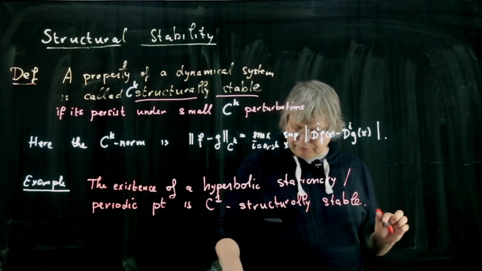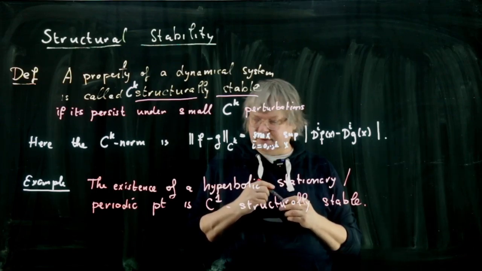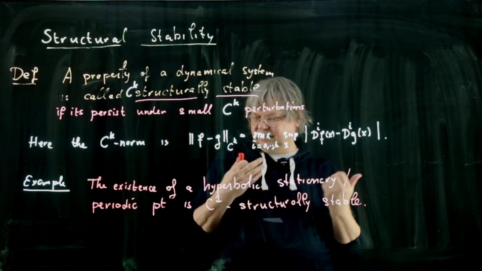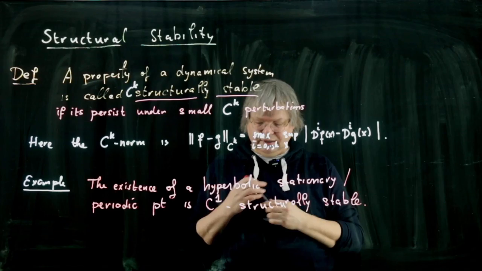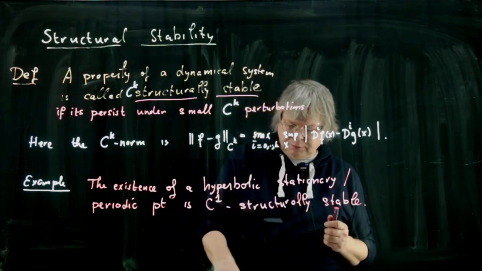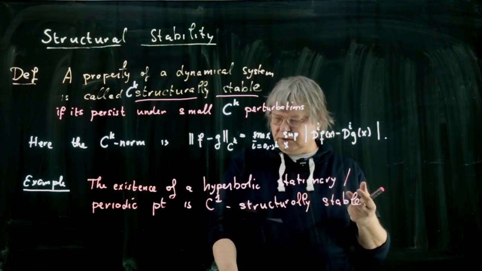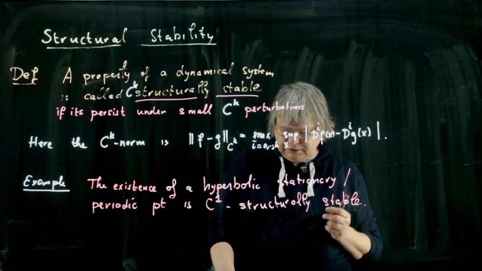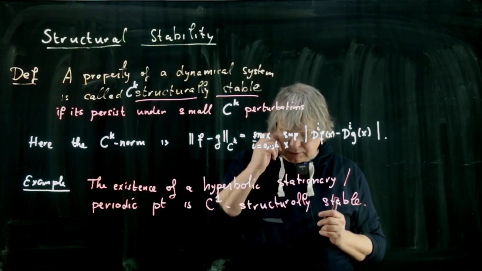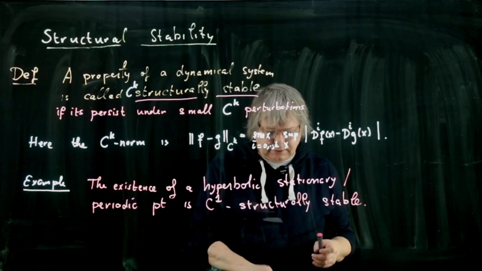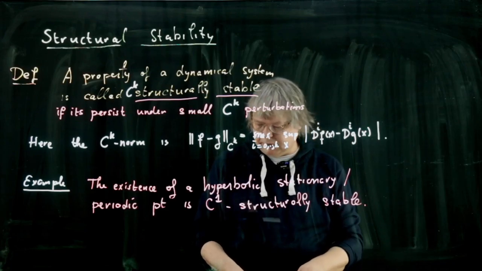Because whenever you have a hyperbolic stationary point, if you change your ODE a little bit, then the stationarity of the point doesn't change. So nearby, there is still a stationary point for the perturbed system. And also the derivative at this stationary point hasn't changed much. So if it was a derivative not on the imaginary axis, it will still not have derivative on the imaginary axis.